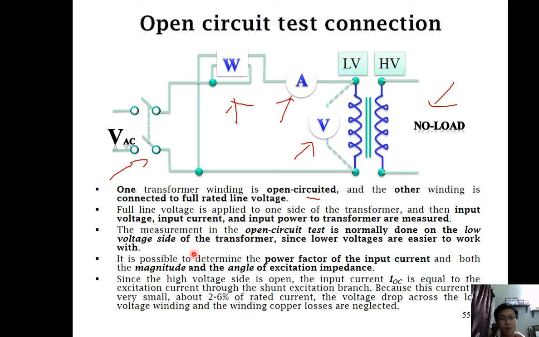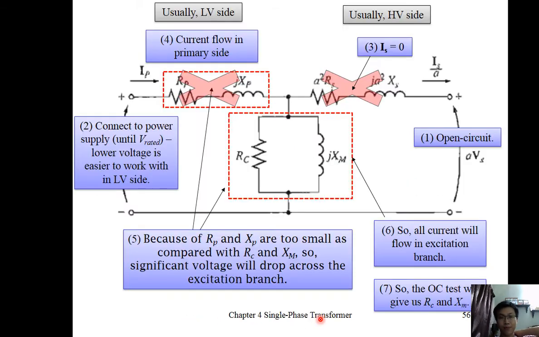So it is possible to determine the power factor of the input current and both the magnitude and the angle of the excitation impedance. Since the high voltage side is open, the input current IOC is equal to the excitation current through the shunt excitation branch. Because this current is very small, about 2 to 6% of the rated current, the voltage drop across the low voltage winding and the winding copper losses are neglected. I put it in a simpler way.